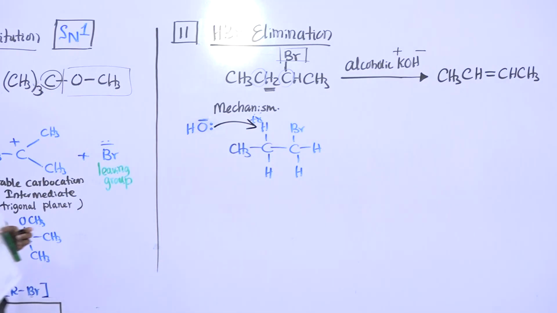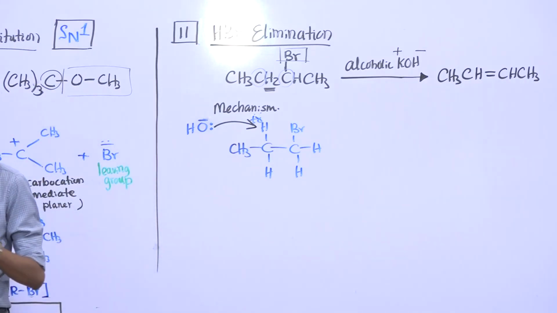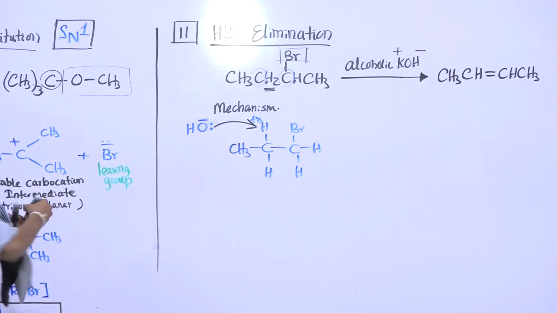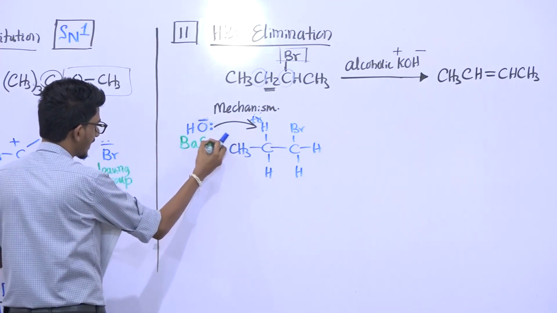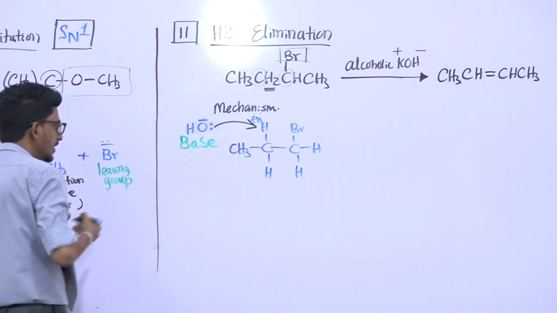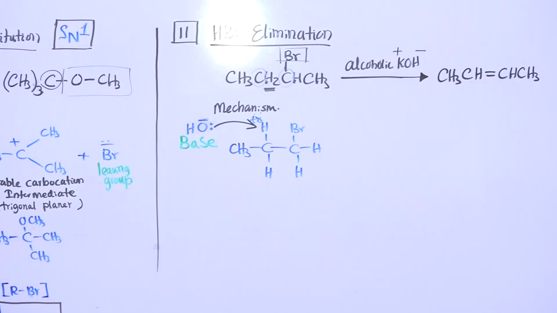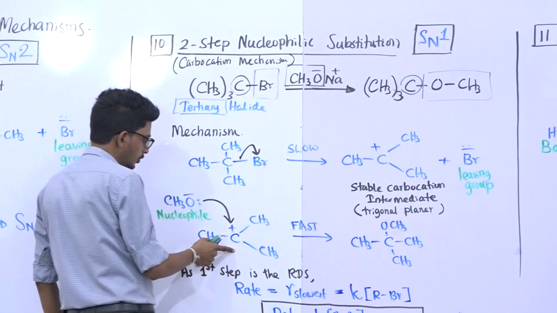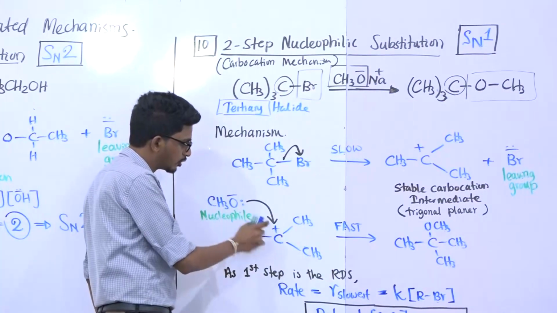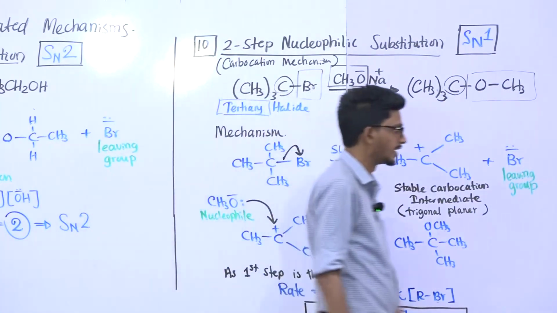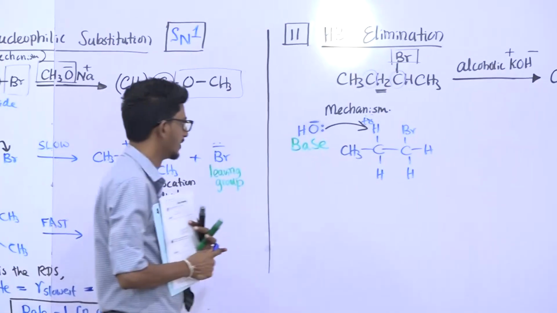Alright? So this OH minus is referred to as a base here, because it attacks a positive hydrogen. If something attacks the delta positive hydrogens, those are referred to as bases. If something attacks the delta positive carbons, those are referred to as nucleophiles. Delta positive carbons are attacked by a nucleophile. Delta positive hydrogens are attacked by a base. We label that.